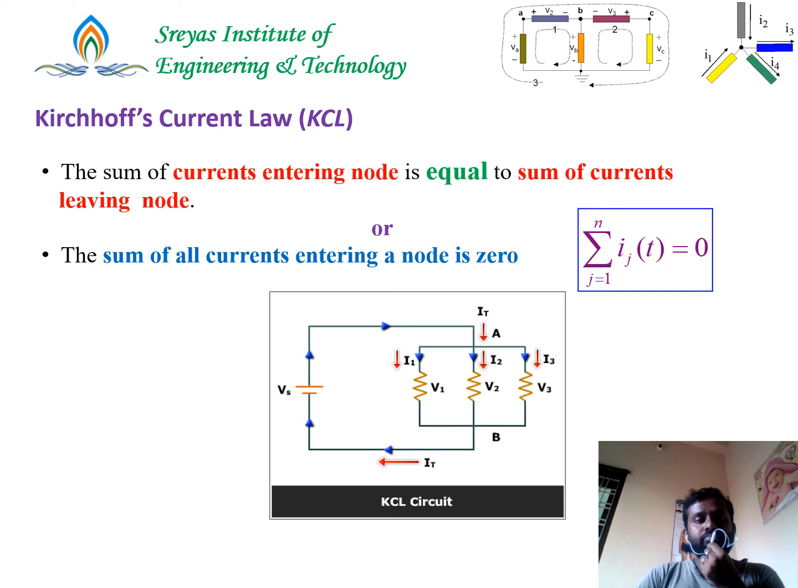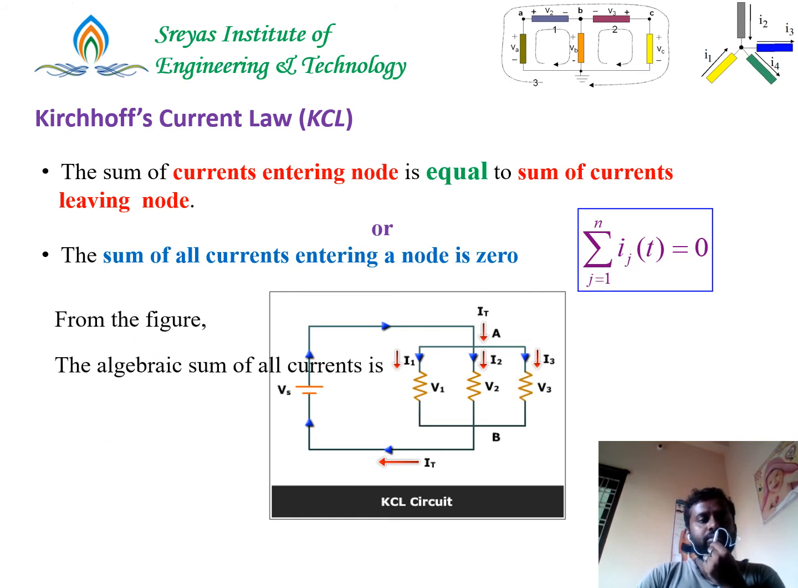If you can see, there are three resistors connected in parallel, and because they are connected in parallel, current will get distributed and the voltage across each and every element will be the same. Let's say a current is flowing because of a voltage source. The total current IT will enter these resistances as I1 plus I2 plus I3. I1 is the current flowing in resistor R1, I2 is the current in R2, and I3 is the current in R3. The voltages V1, V2, V3 are nothing but the same voltage Vs. From the figure, the algebraic sum of all the currents is equal to 0, or I total is equal to I1 plus I2 plus I3.